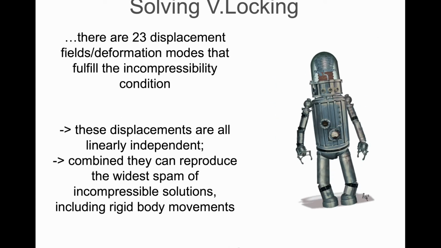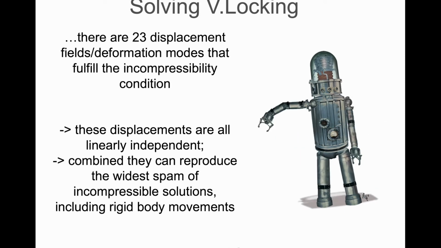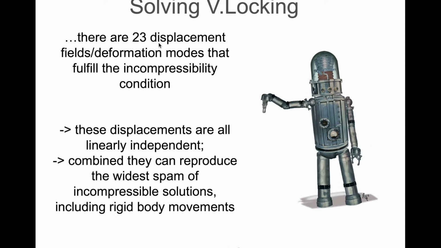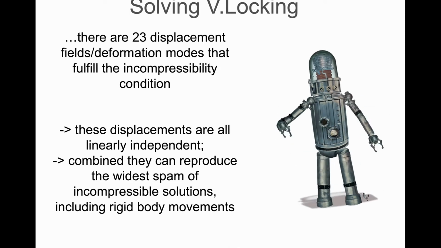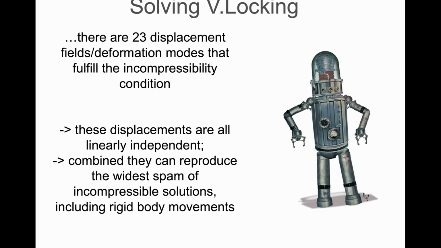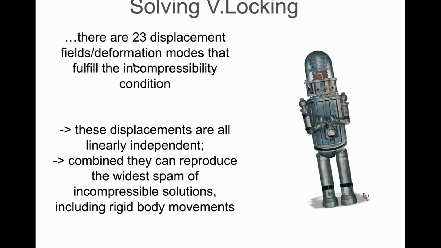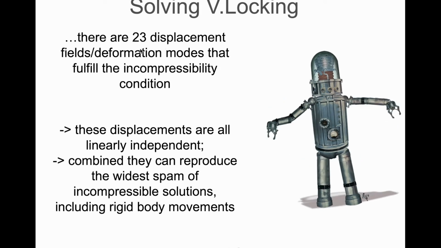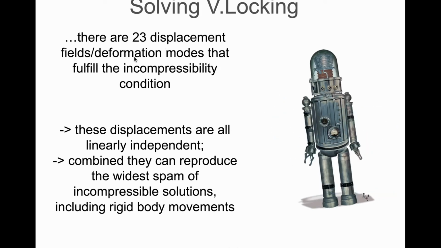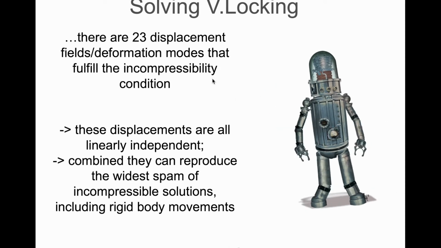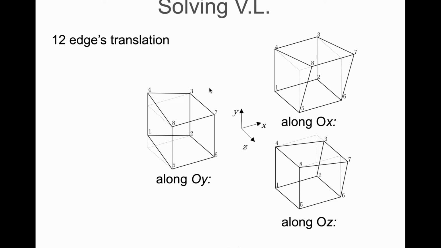In the case of the reduced integrated element, we find that 23 independent different deformation modes can be done under constant volume, under incompressibility, okay? So combining these 23 different deformation fields, we can reproduce a lot of different ways of the element deforming, okay? So these 23 different deformation modes are very simple.